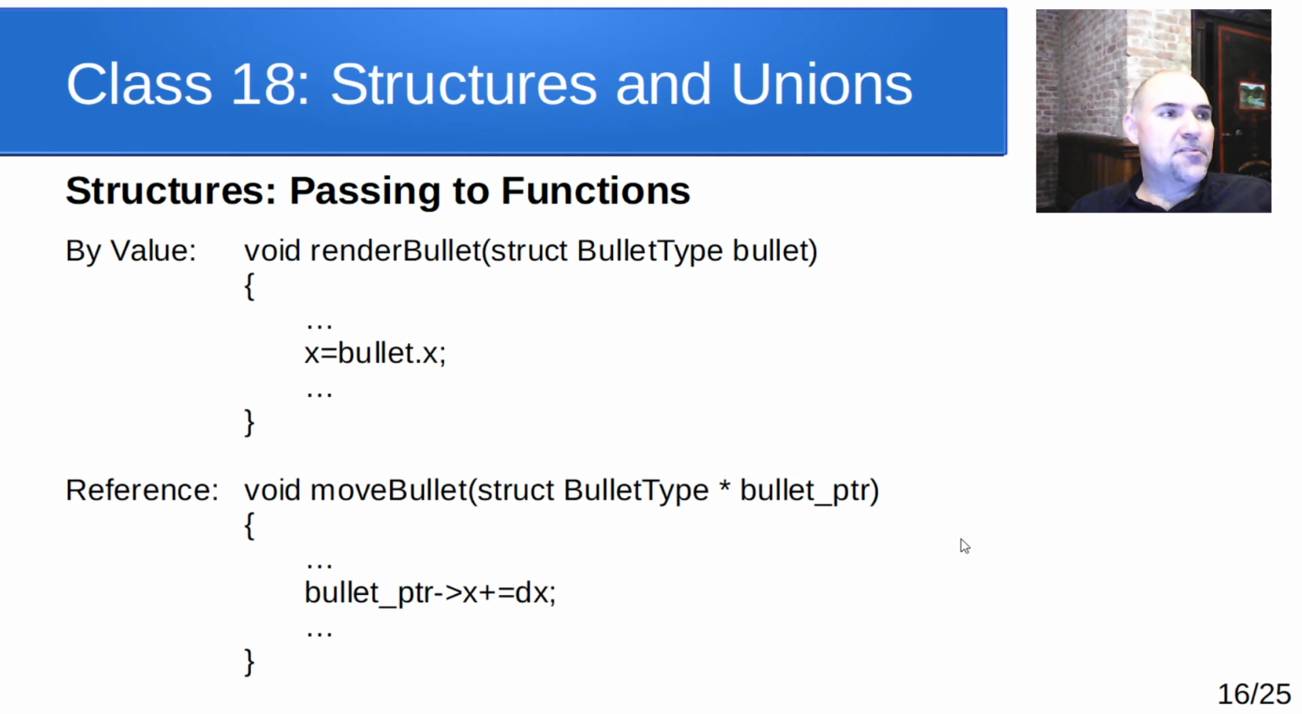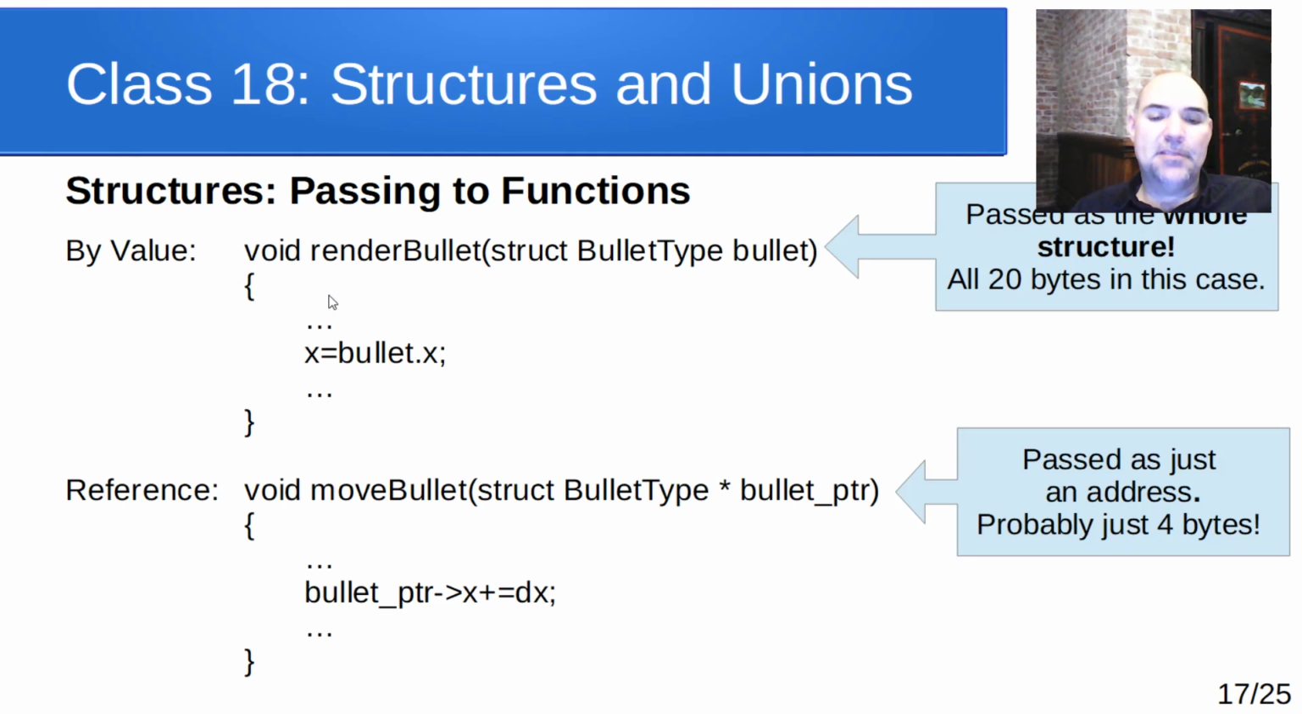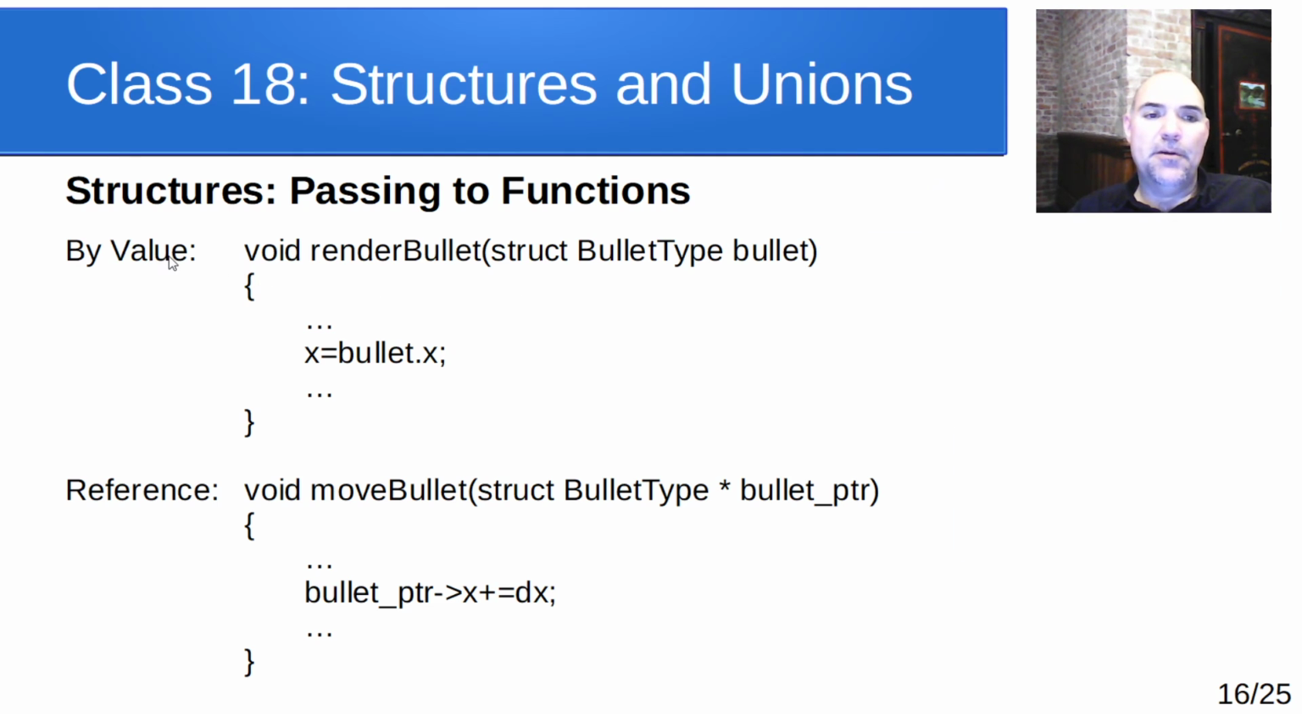Okay, how do you pass structures to functions? Just like you pass any other type to a function. In other words, you can pass by value, or you can pass by reference. To pass by value, the type of thing that we're passing in, just like you'd put int value, you put the type, which is struct bullet type. The only rule here is this thing has to be defined before we can have it used in this function parameter, function argument list like we have here.